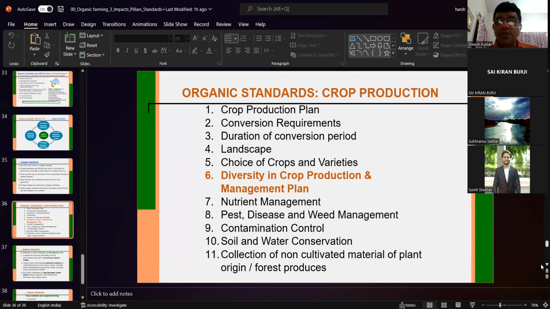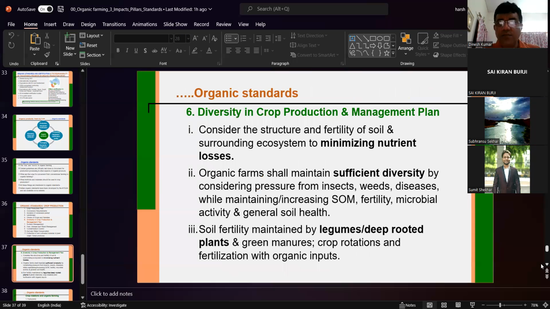For example, I am showing you point number 6, diversity in crop production and management plan, how we can maintain it, how we can manage it. So for this, consider the structure and fertility of the soil and surrounding ecosystem to minimize the nutrient losses. So first target should be here to minimize the nutrient losses. So this crop rotations or cropping system should be designed in such a way that you minimize the nutrient losses.